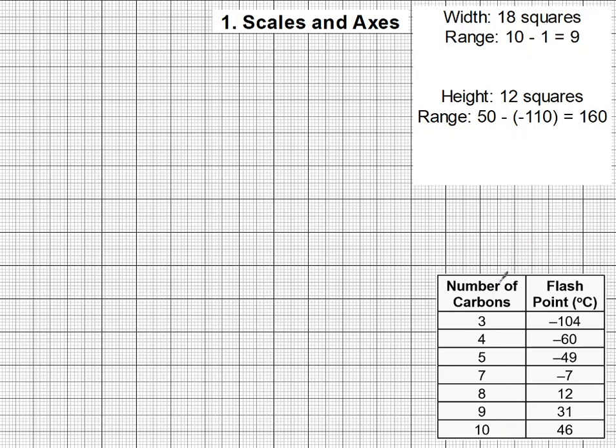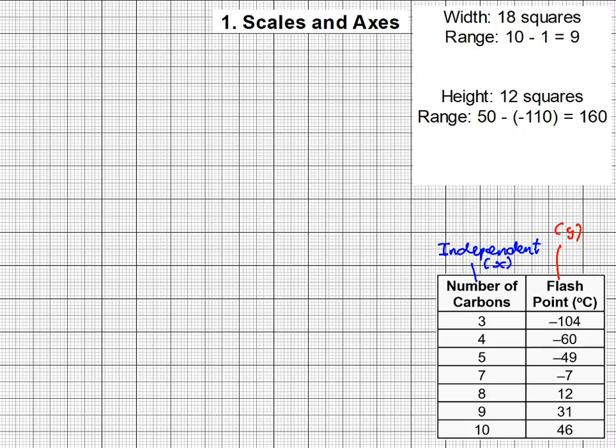So the first thing we need to do is decide which variable is which. In this case the independent variable is going to be the number of carbons. That's the one which we are changing. We're changing the number of carbons to see how the flash point changes. Now the independent variable always goes on the horizontal axis, which people typically know as the x-axis, and the dependent variable, in this case the flash point, is going to go on the y-axis.